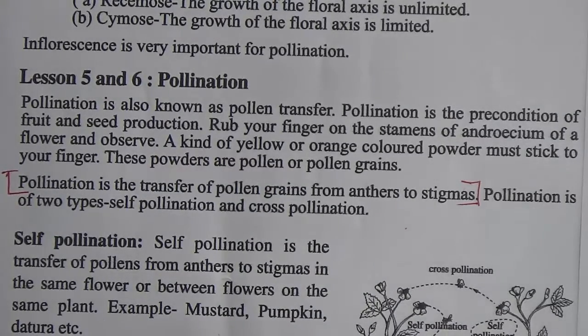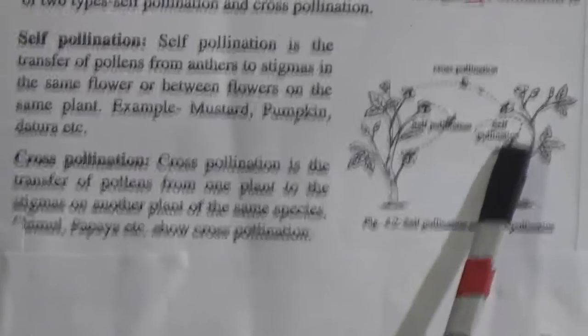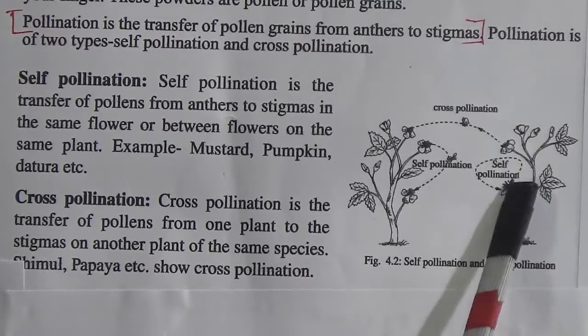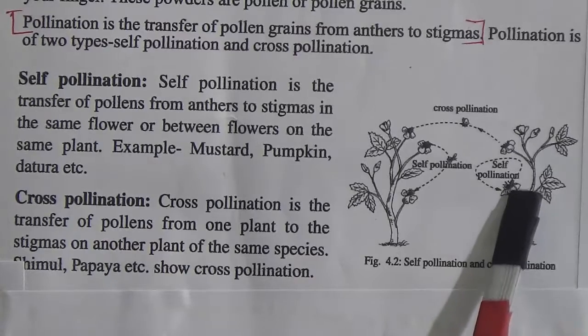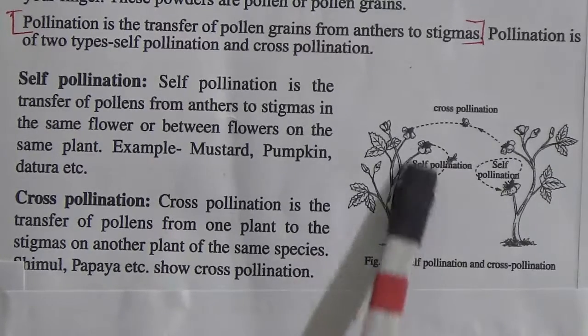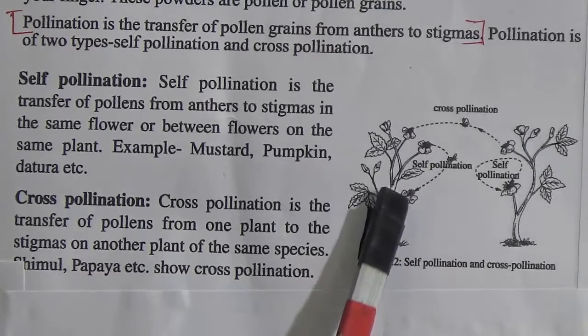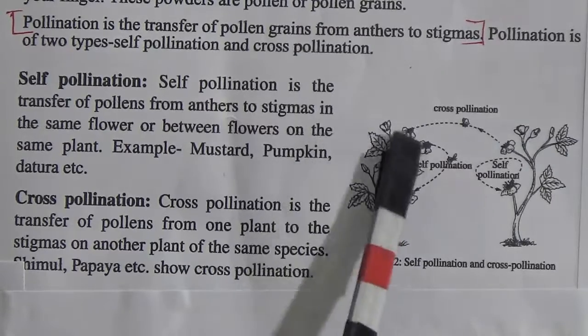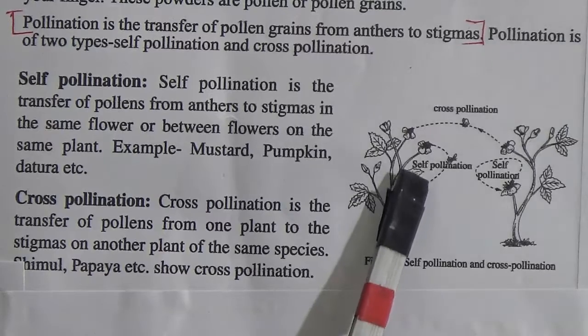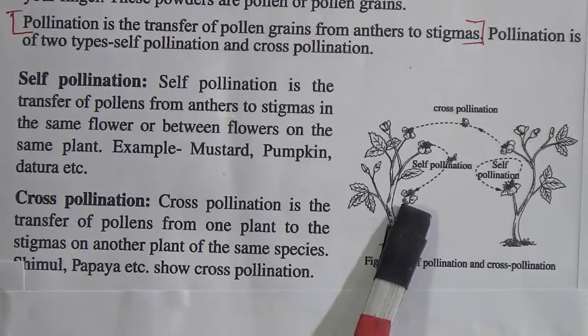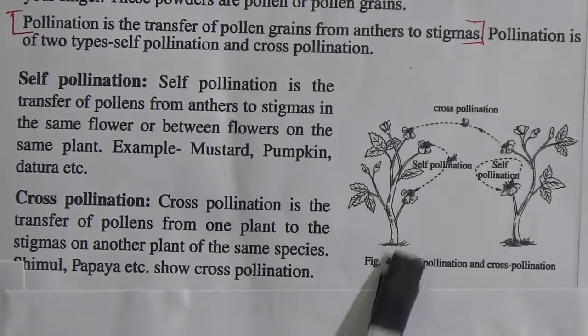Dear students, look at this picture. Self pollination is the transfer of pollen from the anther to the stigma in the same flower. Look here, from one flower, the same flower, the pollen grains come to the stigma of that flower, that is self pollination. And here again, in the same plant, from one flower to another flower, if pollination occurs, that is also known as self pollination, and it is observed in mustard, pumpkin, dhutura, etc.